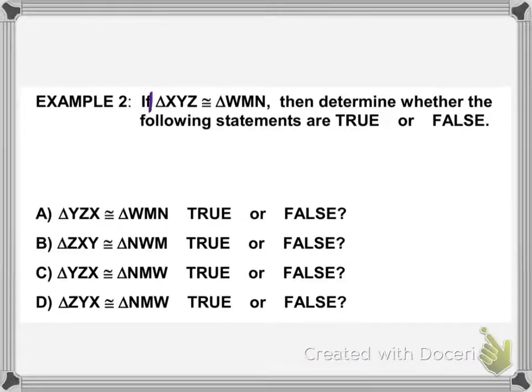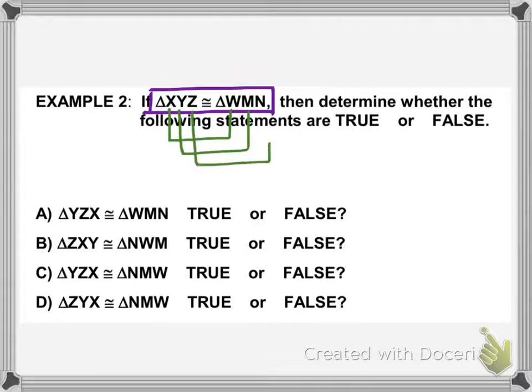In this example, we're given another congruent statement. Triangle XYZ is congruent to triangle WMN. X goes with W, Y goes with M, and Z goes with N. So this is one way I could write this congruent statement. However, I could rearrange the letters on both triangle names so that they still match up, but so that the congruent statement looks different, but still holds the same corresponding vertices, angles, and sides. So we're going to look at each of these and see if they would work.